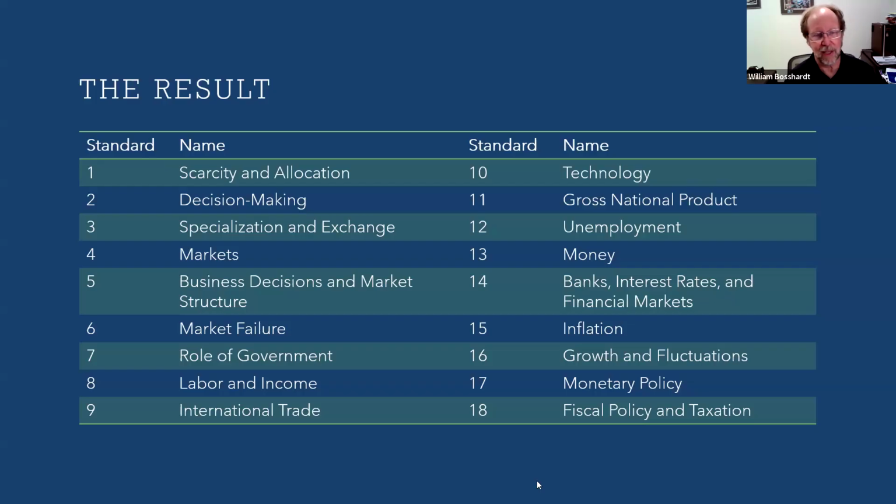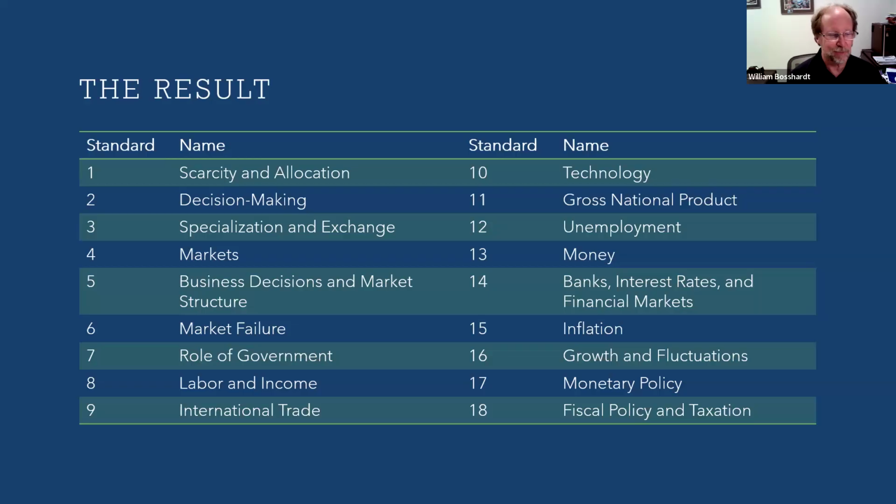So the result is here, and here are then the 8 standards. You can see it looks more like a course, I think. You start off with scarcity, allocation, decision making, specialization, exchange. That's your intro to economics. You have markets, business decisions, market failure, role of government, and then factor markets and trade, sort of your micro side. And then on the right-hand side, you have your macroeconomics.